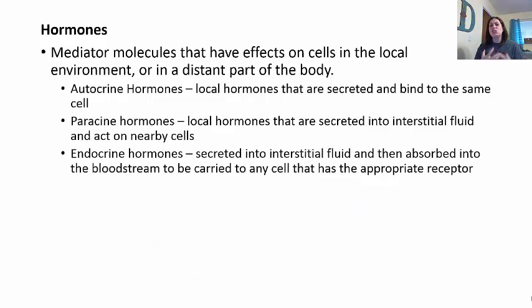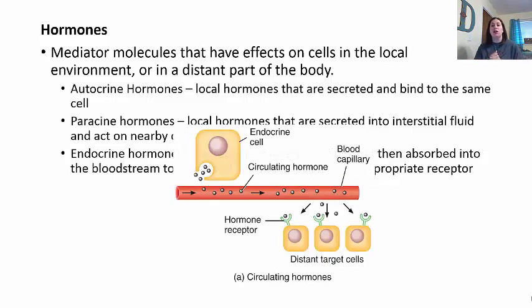An actual endocrine hormone is going to be secreted into the interstitial fluid, but then it's also going to be absorbed into the bloodstream. Once it's in the bloodstream, it's going to be allowed to be carried to any cell in the body. So it's going to be able to be carried a very long distance to the appropriate receptor. And that's what you can see here. So the endocrine cell is releasing the particular hormone, it's entering the bloodstream, and it's hitting a target tissue at a distant point in the body. It had to actually travel through the blood. So a lot of times we call these circulating hormones.